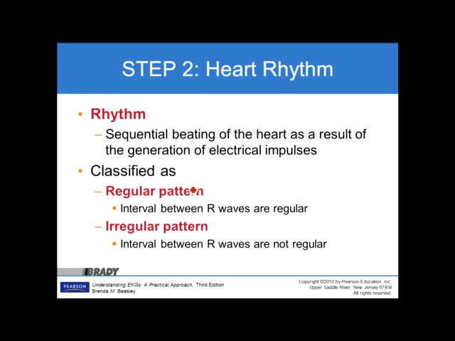Step 2 is the heart rhythm. It is the sequential beating of the heart as a result of the generation of electrical impulses. It is classified as a regular pattern, where the intervals between R waves are regular, or an irregular pattern, where the intervals between the R waves are not regular.